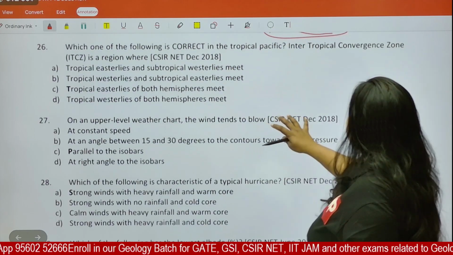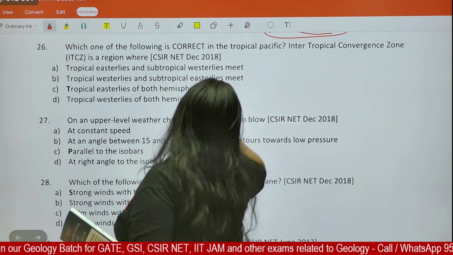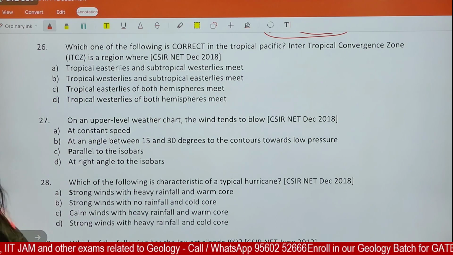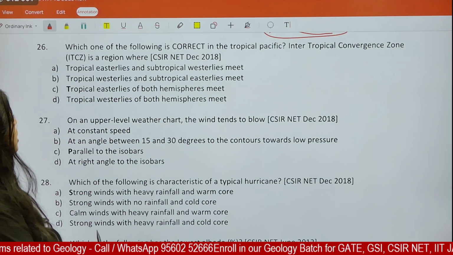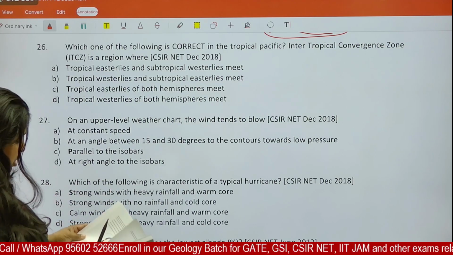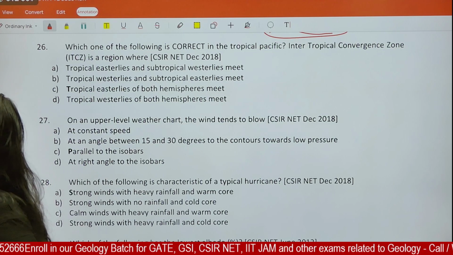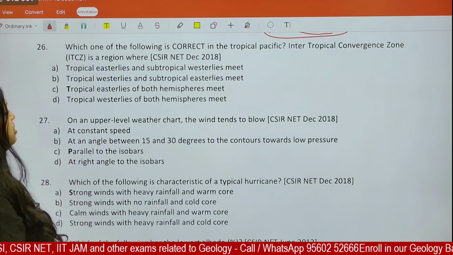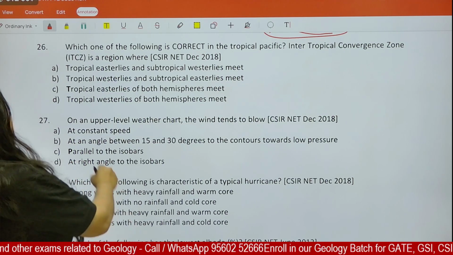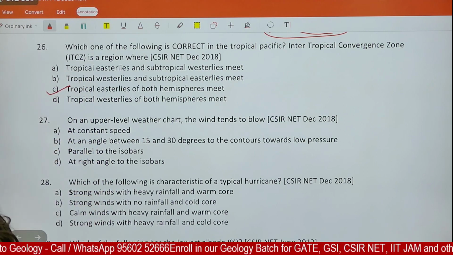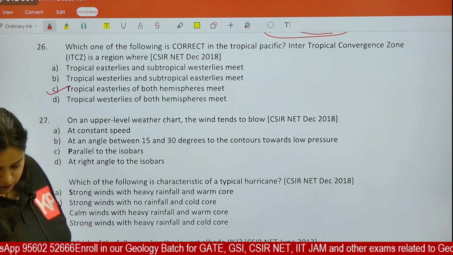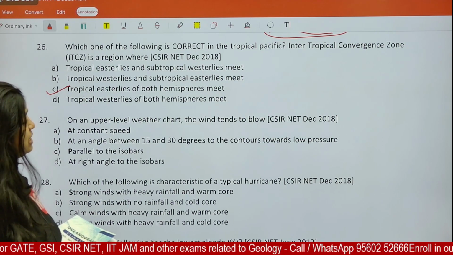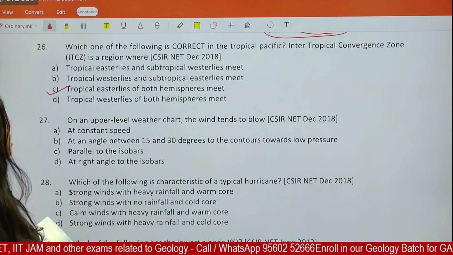Anyway, another question related to the Pacific. Intertropical Convergence Zone is the region where, which one of the following is correct in the tropical Pacific? Intertropical Convergence Zone is a region where tropical easterlies and subtropical westerlies meet. No. Tropical westerlies, subtropical easterlies. No. Tropical easterlies of both hemispheres meet. Yes, this is the ITCZ terminology. Which one of the following is correct in the tropical Pacific intertropical convergence zone?